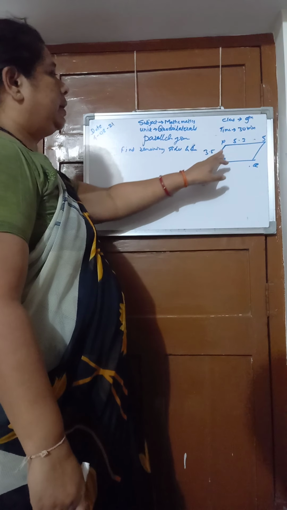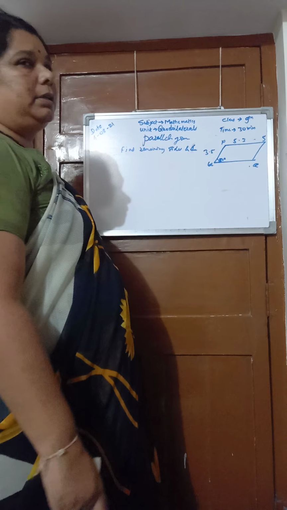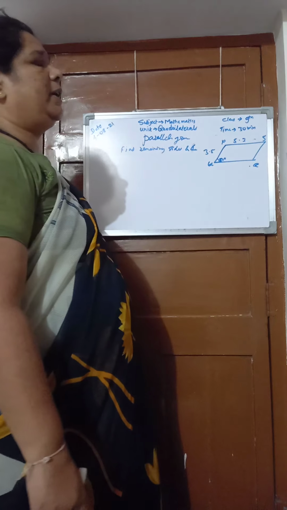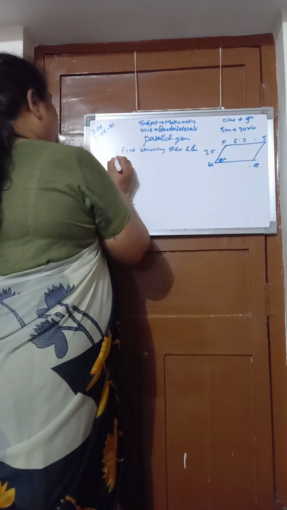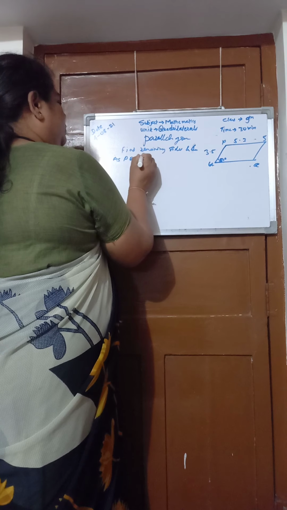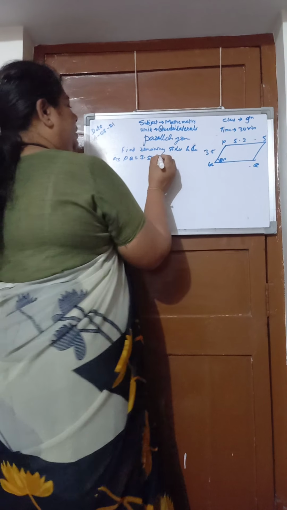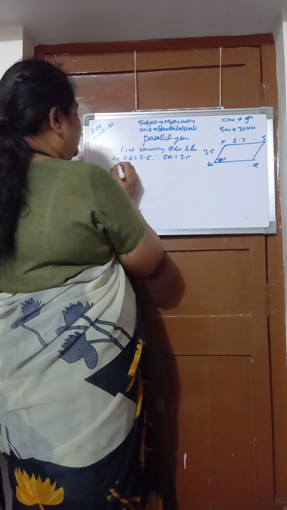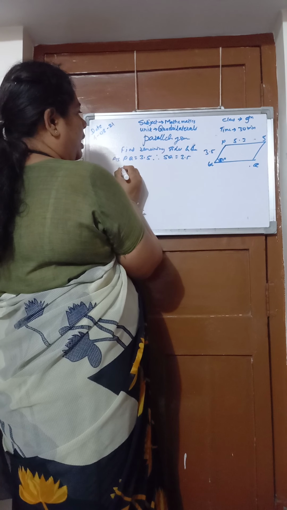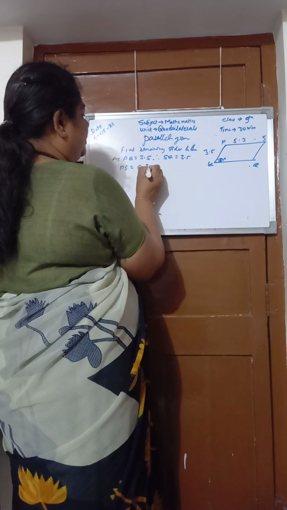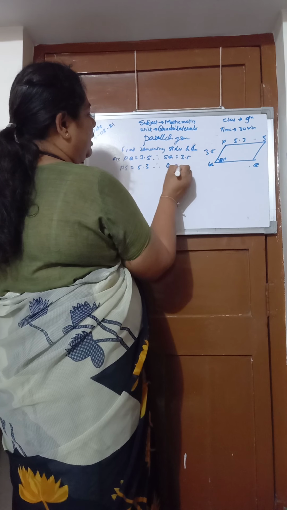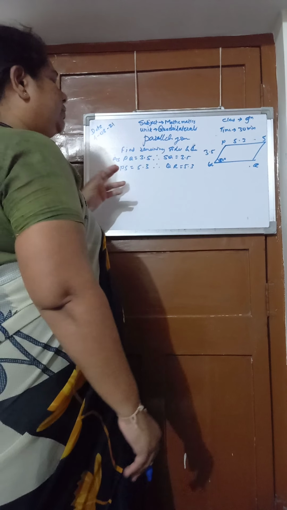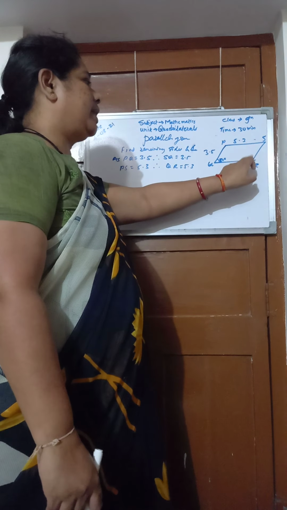What is given here? PQ equal to 3.5. By using the parallelogram property, SR is also equal to 3.5. As PQ equal to 3.5, therefore SR equal to 3.5. Then PS equal to 5.3. Therefore, QR equal to 5.3. This is given. Then we have to calculate the measure of these three angles.